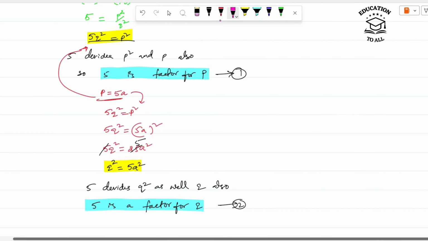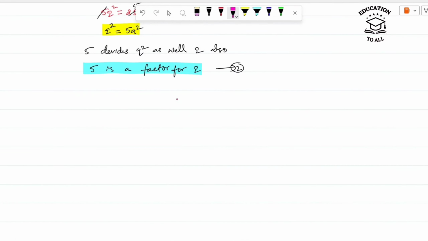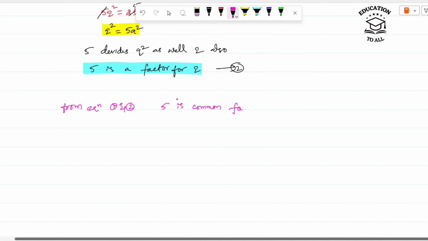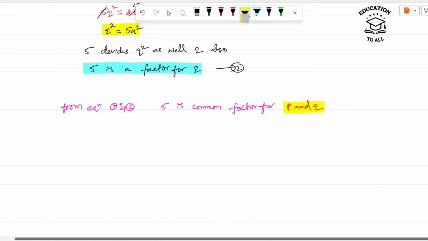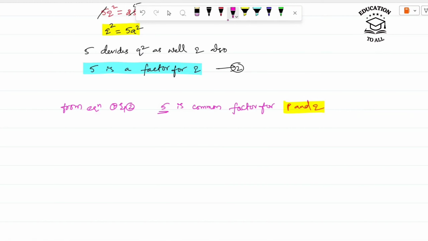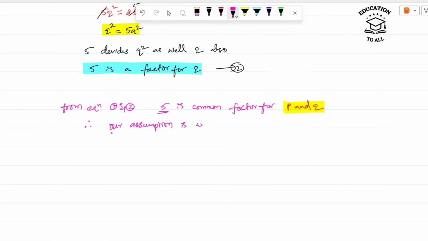So can I conclude from equation 1 and 2 both having 5 as a common factor? Yes. So from equation 1 and 2, 5 is a common factor for p and q. It means that p and q are not co-primes, right? They have a common factor, 5. Therefore, our assumption is wrong and it contradicts the fact.